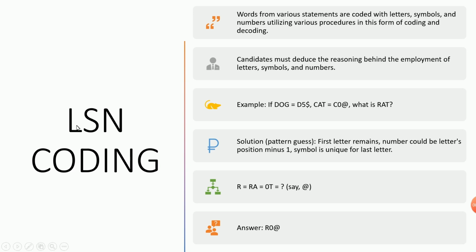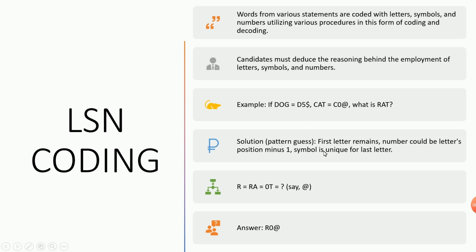Next is LSN coding. So that is letters, symbols and numbers. So words from various statements are coded with letters, symbols and numbers utilizing various procedures in the form of coding and decoding. So now previously whatever we have seen, those patterns would be repeated, but instead of applying separately, here we have to apply all three: alphabets or letters, then numbers, then symbols. So here please see the example. If dog is equal to D$5, then cat is equal to C0 at, then what is rat?